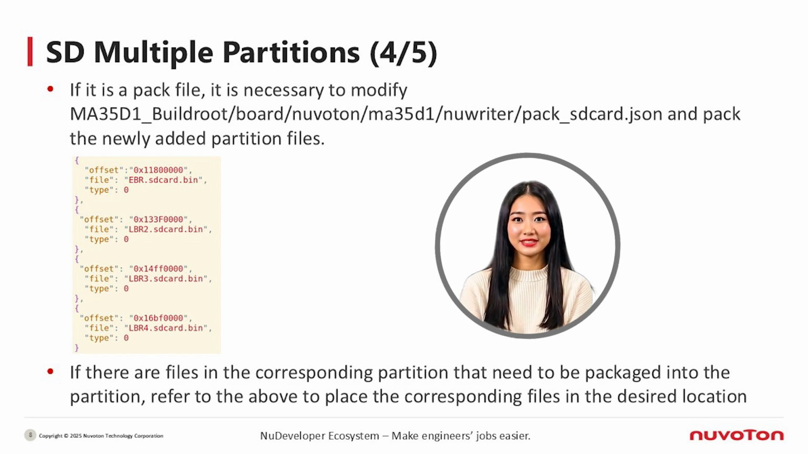For the pack file, it is necessary to modify the file path below, MA35D1 buildroot/board/Nuvoton/MA35D1/newwriter/pack_SD card.json. Pack the newly added partition files. Add a partition information file under the file. Note that the offset here refers to the addresses of EBR and LBR calculated earlier. These are hexadecimal addresses, not sector numbers. We need to convert the previously calculated number of sectors into hexadecimal addresses, that is, multiplying the number of sectors by 512. If there are files in the corresponding partition that need to be packed into the partition, refer to the above to place the corresponding files in the desired location.